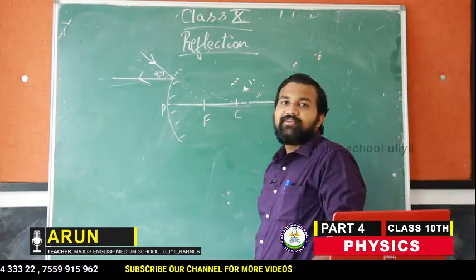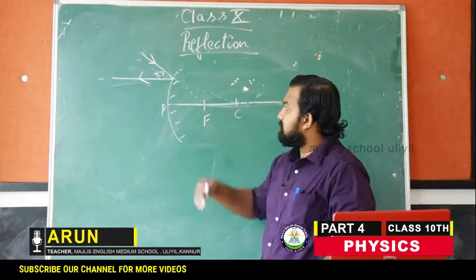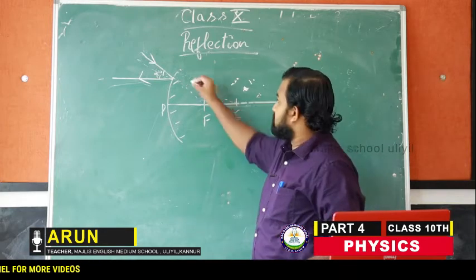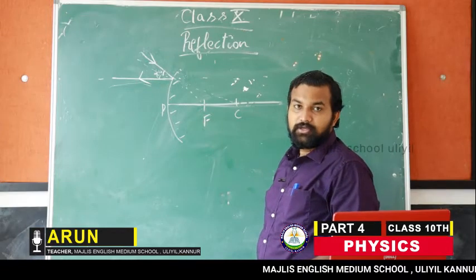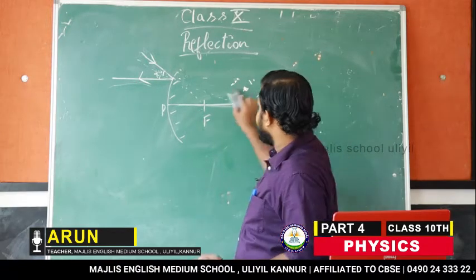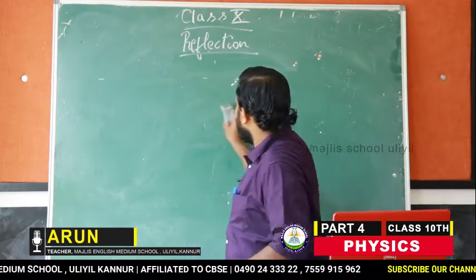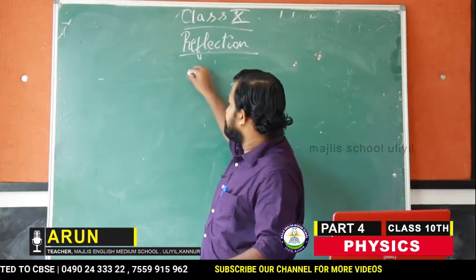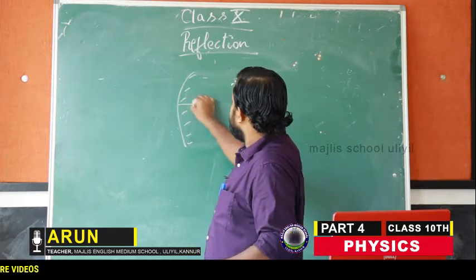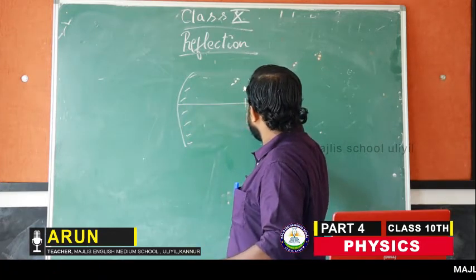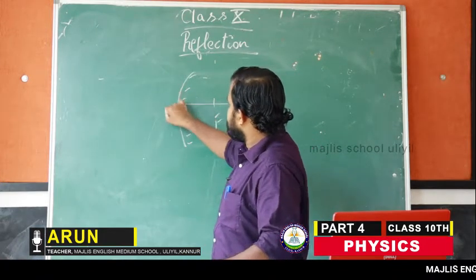The ray will reflect and it will move in such a way that it is going parallel to the principal axis. It is moving parallel. The light ray is parallel to the principal axis. Okay. So that is the second case. The third case is, center of curvature, focus, principal.